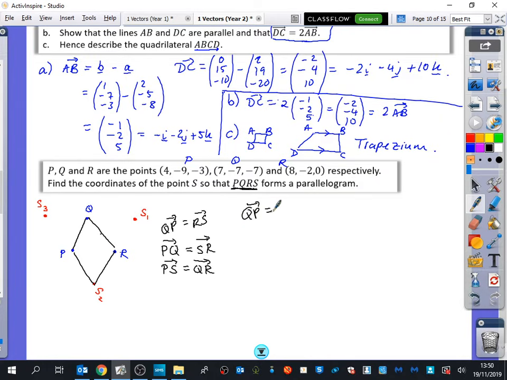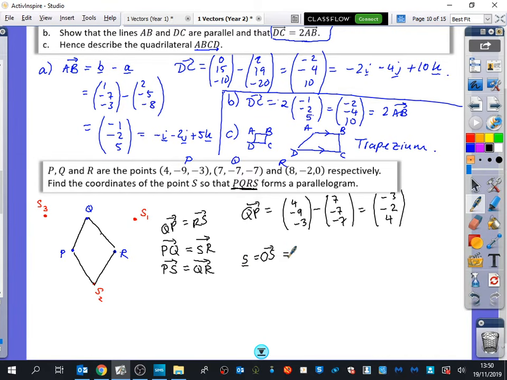Okay, so QP is P minus Q, which is 4 minus 9, minus 3, minus 7, minus 7, minus 7. So that's minus 3, minus 2, and positive 4. Okay, good. Now, if I want to get to the position S, I might just call it the position S like this, or I could have called it OS to go from the origin to S. Either of those things would be absolutely fine here.